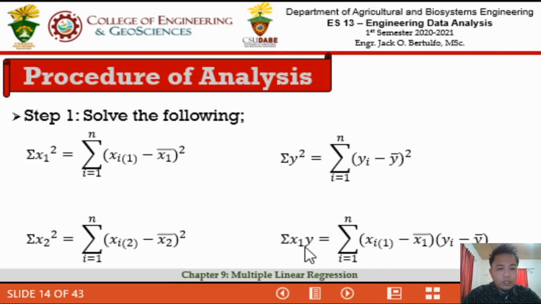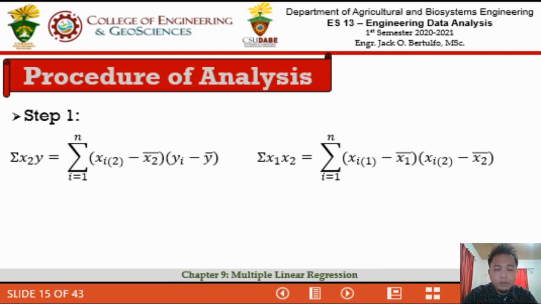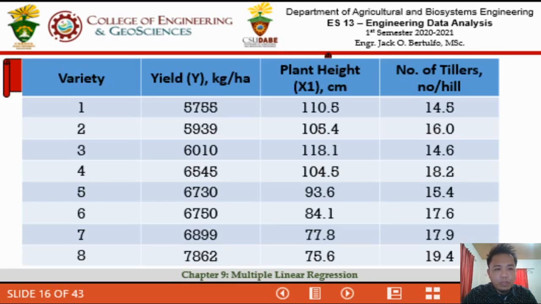Okay? So for the corrected sum of squares for the cross product, we have this formula here. Just remember, if x1, x1, then y, y. Okay, so this is for x1. Remember the notation, the summation, then i equals 1 up to n. I know you're familiar with that. Then the same, there are 6 again, as I mentioned: x2 and y, then x1 and x2. So using that equation and this table here, we need to solve for those 6 values.